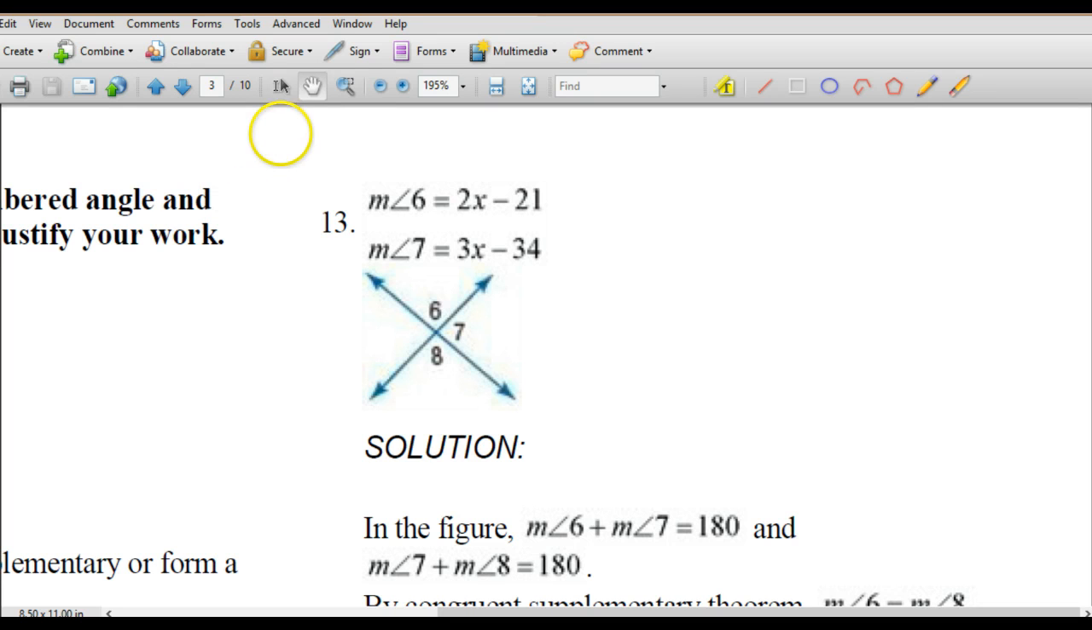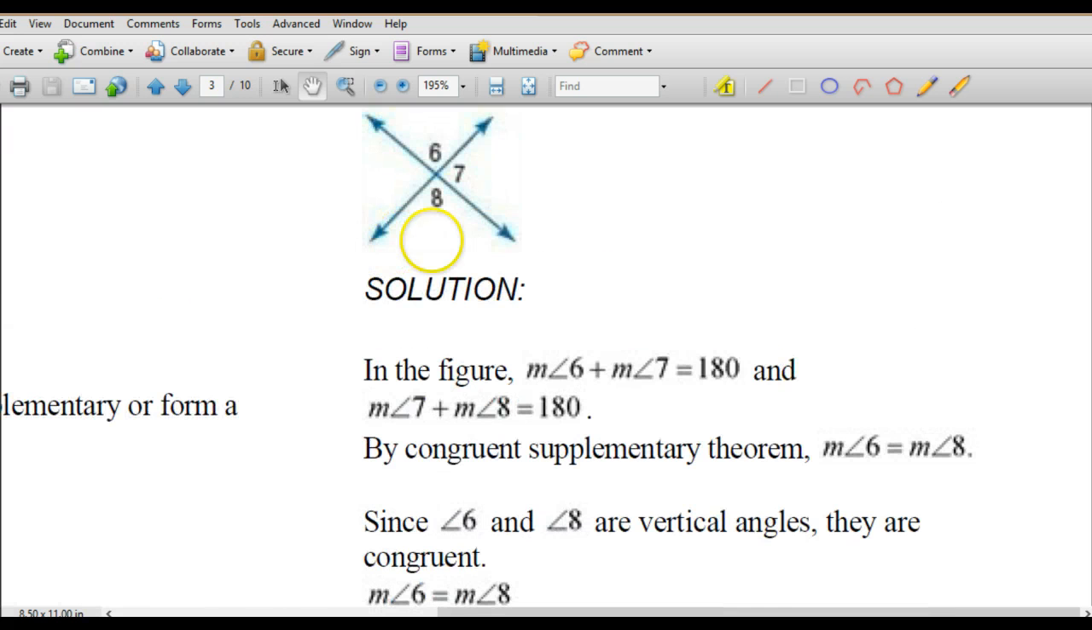On number 13, the measure of angle 6 is 2x minus 21. The measure of angle 7 is 3x minus 34. The two theorems that we'll need to use here are the supplements theorem, since 6 and 7 form a linear pair. They are adjacent, and their non-shared sides form a straight line. So the measure of 6 plus the measure of 7 is equal to 180. The other theorem that we'll use is the vertical angles theorem. So 6 and 8 are congruent because they are vertical angles.